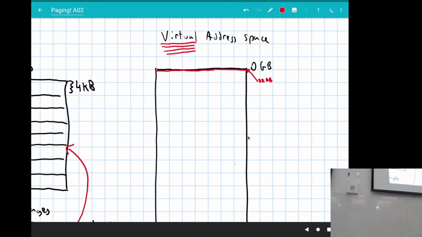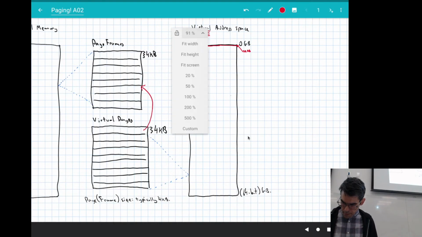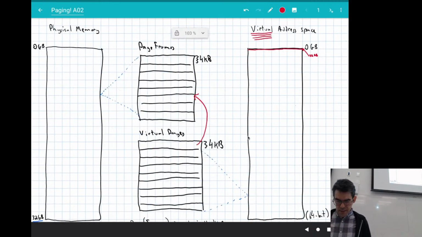I cannot even fit a tiny sliver of the virtual address space that I've got into physical memory. The idea with paging here is that I'm going to partition this virtual address space into fixed size partitions that are all the same size as what I've partitioned physical memory into. And I'm only going to allocate as much as I'm actually using right now.